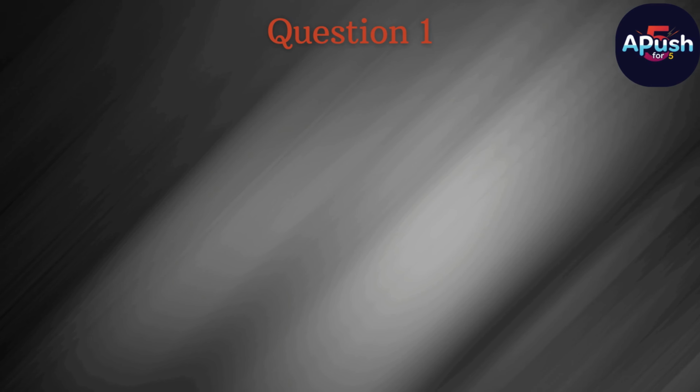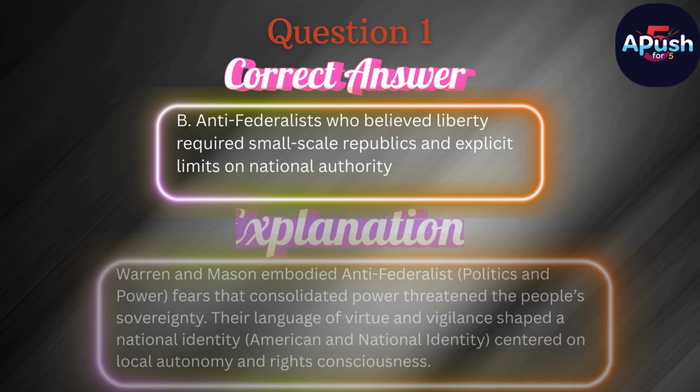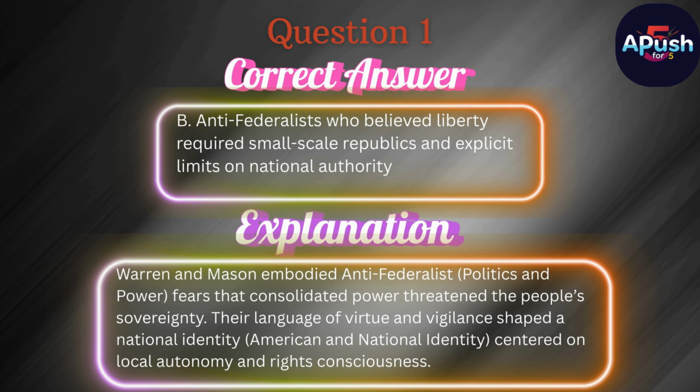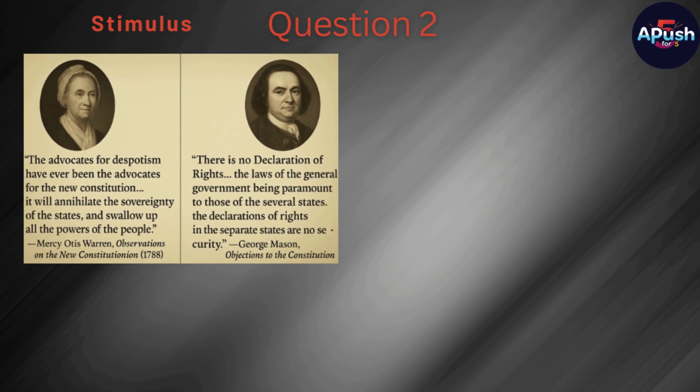The correct answer is B. Anti-Federalists who believed liberty required small-scale republics and explicit limits on national authority. Warren and Mason embodied Anti-Federalist politics and power, fearing that consolidated power threatened the people's sovereignty. Their language of virtue and vigilance shaped American and national identity, centered on local autonomy and rights consciousness.